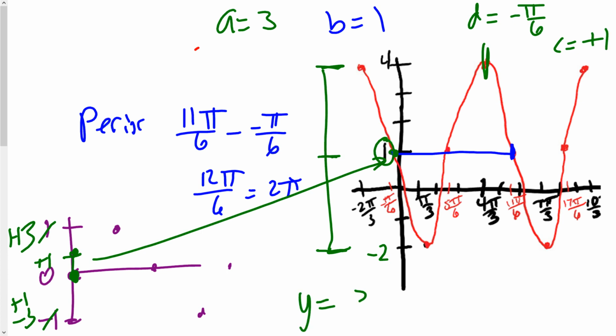So y equals 3 sine this time. Our b is still 1, and then our d is negative pi 6, because that's the x value of that point that we want to move. And then we always do the opposite, so plus pi 6. So see how that kind of looks the same too, but our d is different. Okay, everything else is mostly the same. Okay, there you go.